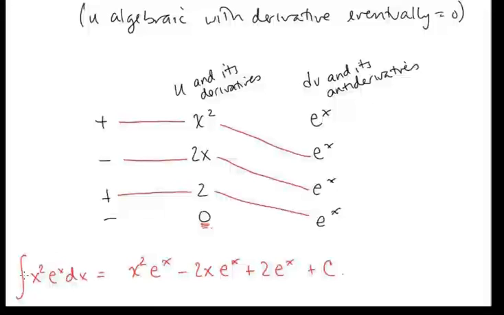So our integral x squared e to the x dx is going to be positive x squared times e to the x minus 2x times e to the x plus 2 e to the x plus a constant. And that's the same answer we got before. Again, this is only useful when u is algebraic with the derivative eventually 0.